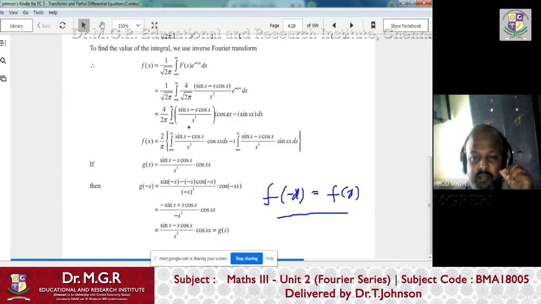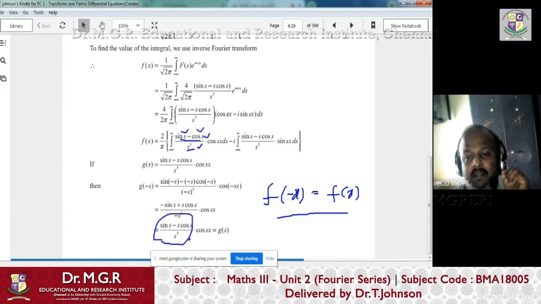In other words, you can argue sin is an odd function, cos is an even function. So on the whole, this is an odd function. s cubed is also an odd function, but odd into odd becomes an even function. So totally, this function is an even function. Multiplied with cos x is also even. So even into even, the entire thing becomes an even function.